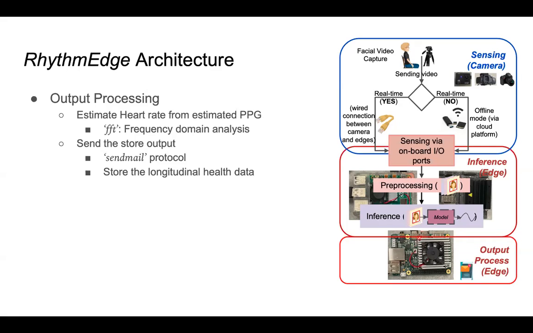Now, at the last stage, the edge device infers heart rate by performing frequency domain analysis of the inferred PPG signal using the fast Fourier transform. The edge device sends the predicted heart rate with the timestamp to the user's email via the sendmail communication protocol. It also stores the longitudinal HR information for the user's convenience.